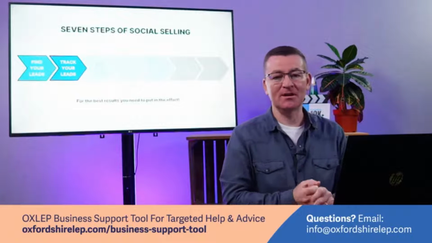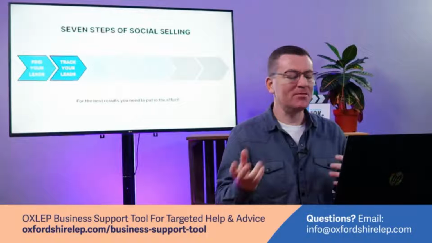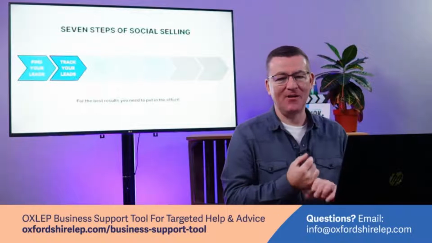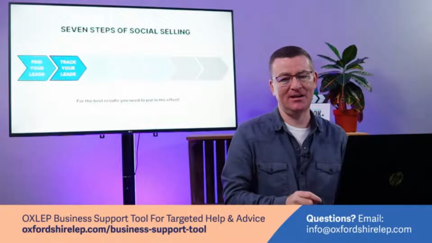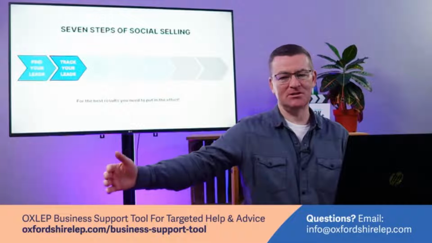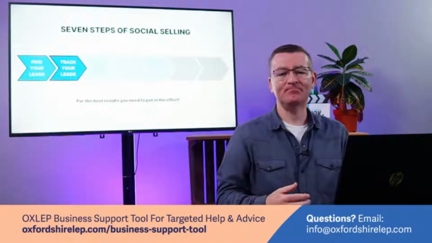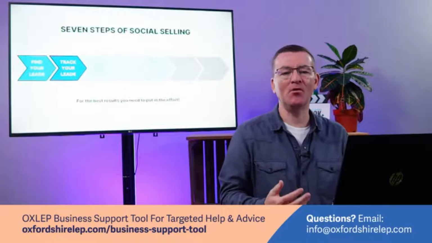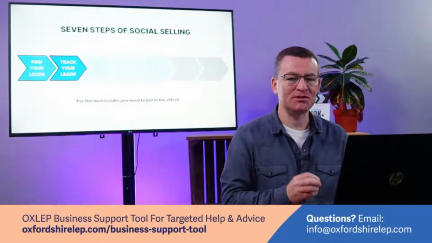What's on screen at the moment is what we call the 7 steps of social selling. And the first couple of steps in there are finding the right leads and then tracking those leads. And that's where Sales Navigator comes into play, right at the beginning of your process. There's a whole process that runs right through. And if you want to know more about the 7 steps of social selling, then get in touch with us. We'll be more than happy to share that information with you. But I'm going to be looking just at the first 2 steps.